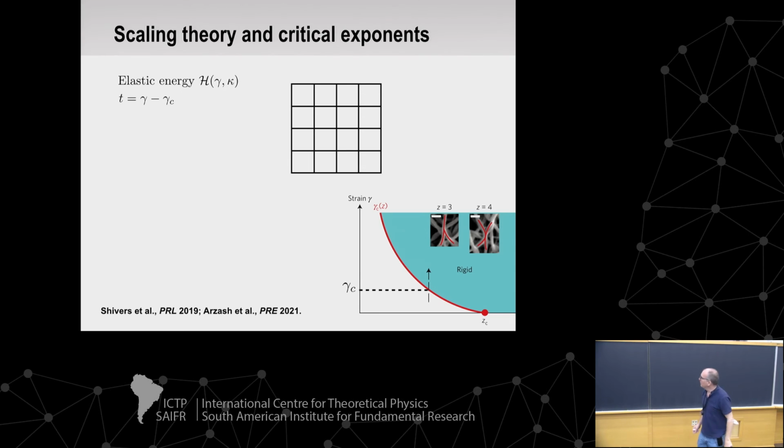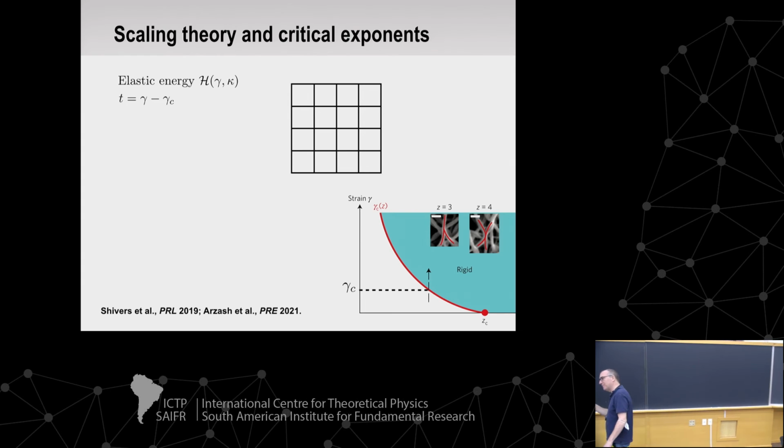And presumably, I have some elastic energy which would depend on that and the bending resistance, okay? That's the kind of theory I'd like to have. But for a full disordered system, even in the thermodynamic limit, that might be difficult to come up with. So instead, let's make the following argument.